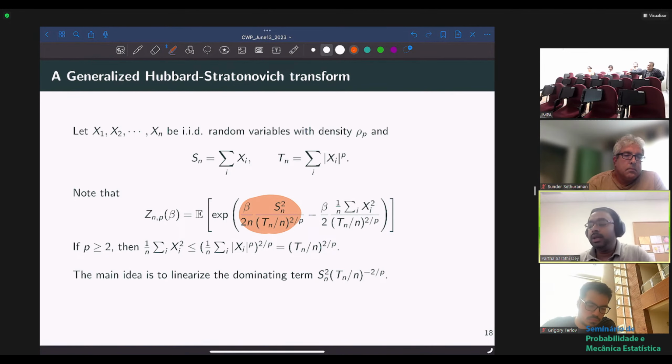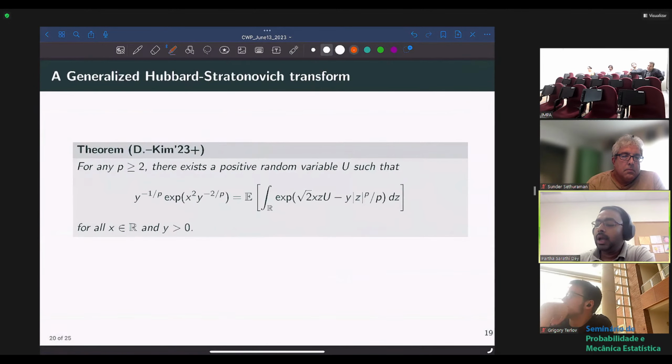If we can linearize, then we can use Laplace's method and so on to simplify things, and probably we can do better. And this is the result: yes, you can do that. For any p bigger than or equal to 2, so p bigger than or equal to 2 is needed, there exists a random variable u, which is nice in the sense that it is positive, supported on 0 to infinity.